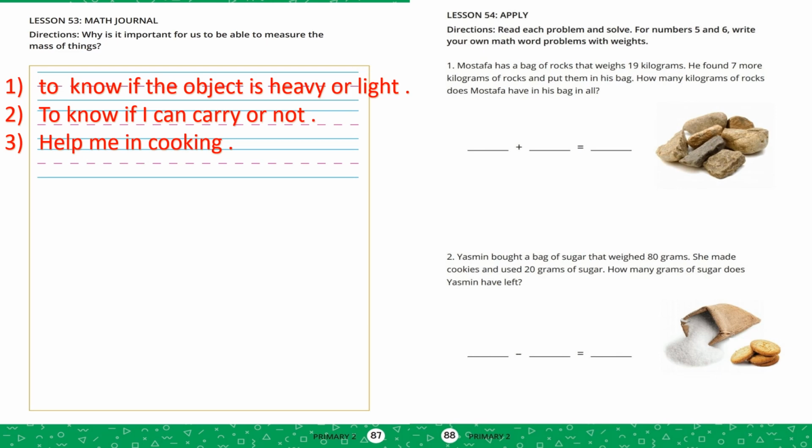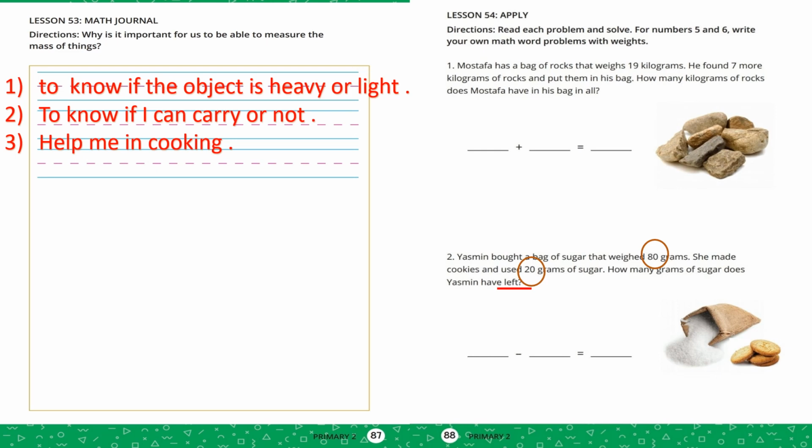The next page, lesson 54. You can solve number 1. Number 2. Yasmin bought a bag of sugar that weighed 80 grams. She made cookies and used 20 grams of sugar. How many grams of sugar does Yasmin have left? First, make a circle around the numbers, underline the keyword. The keyword here, left. It means subtraction.